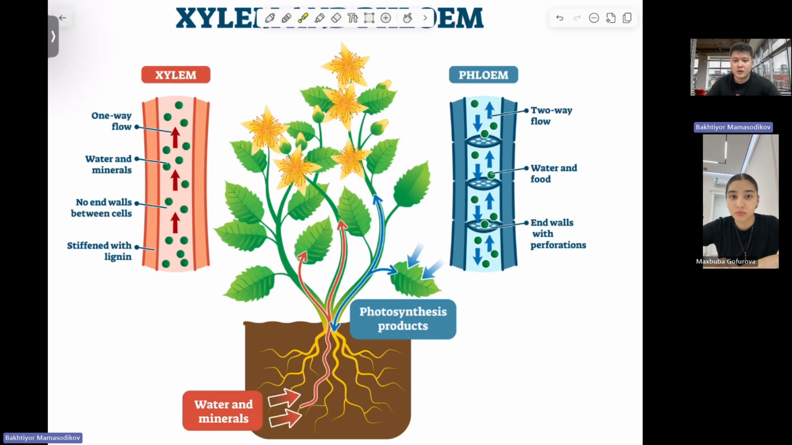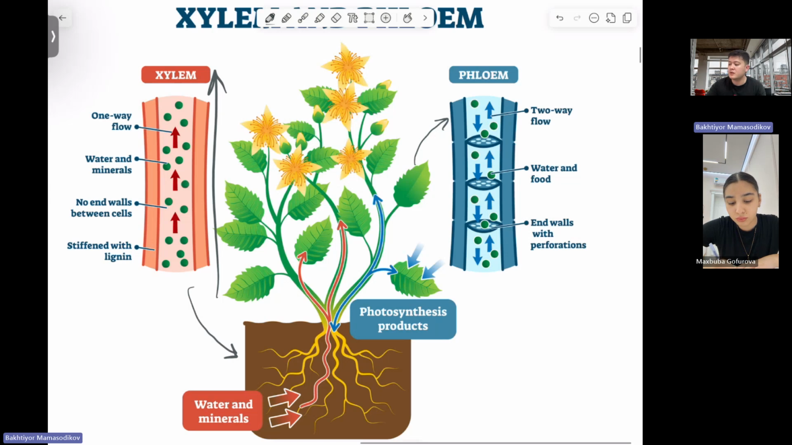What carries the water and the minerals? We will answer xylem. What carries the food and sugar from the leaves to all the parts? It will be phloem. Phloem always starts with the leaves and goes to other parts, to the stem and to the root. The xylem starts from the root and always travels in one direction. It always goes up.